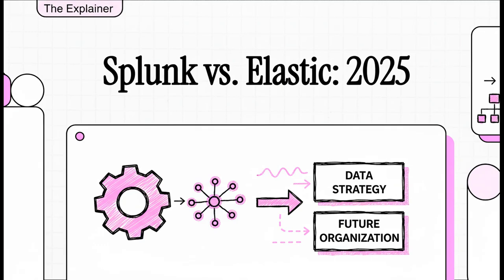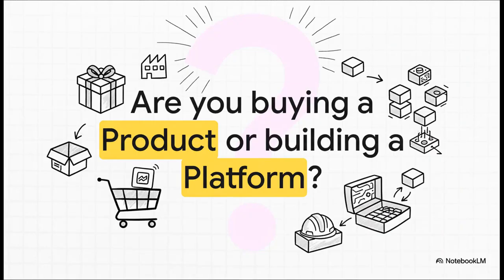All right, today we're tackling a massive question in the data world: Splunk versus Elastic. And look, this is way more than just a feature comparison. This is really about choosing a core data strategy that's going to define your organization for years to come. And it all comes down to one really simple question. Yeah, it really all boils down to this.